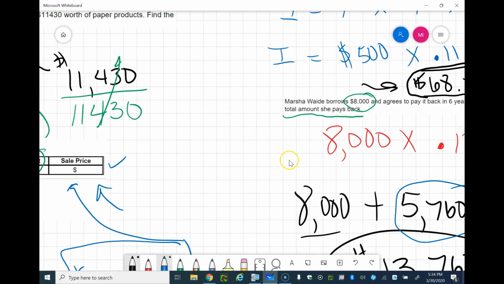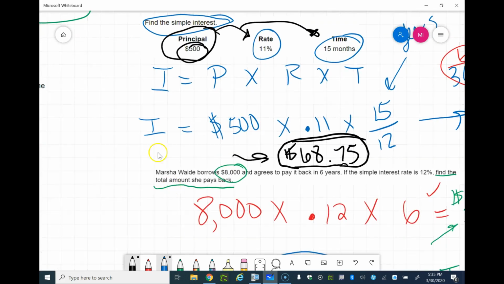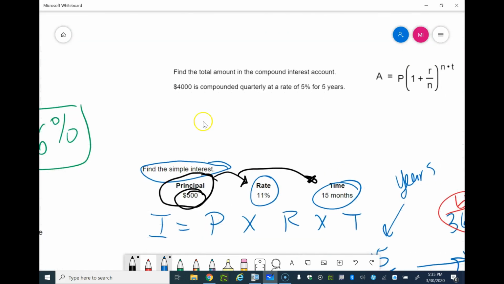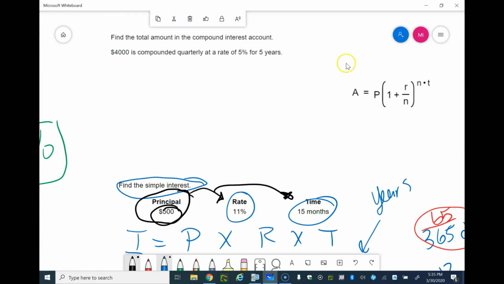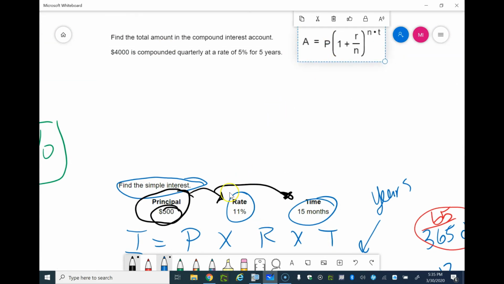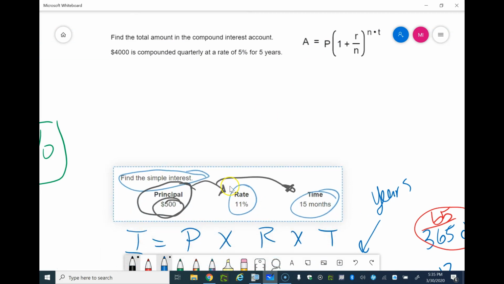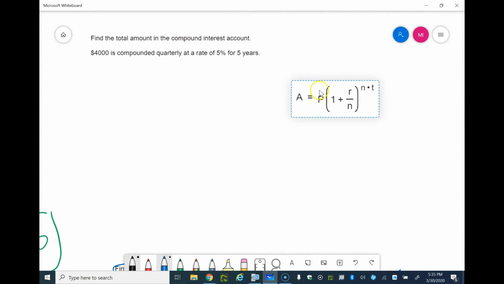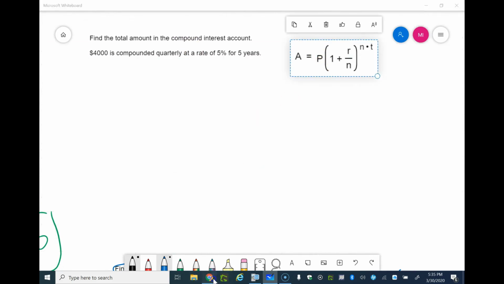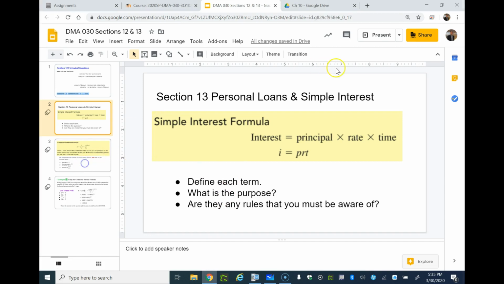Now let's move towards our last problem, and I think it's located right here. This is where we're going to talk about compound interest. So move this up a little bit more. All right, perfect. So let's go back to our slides here.